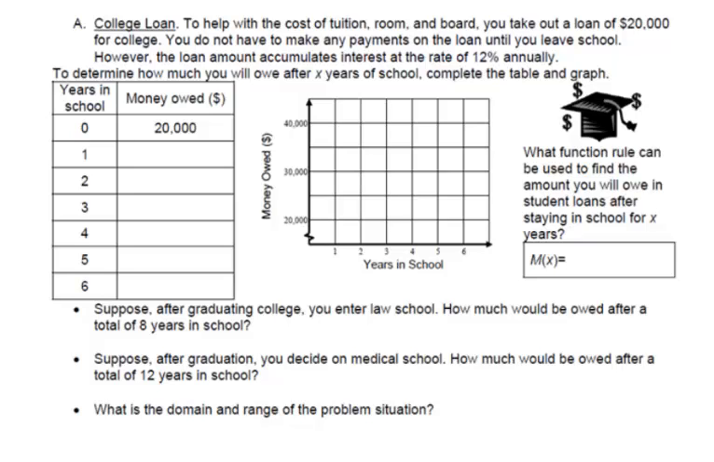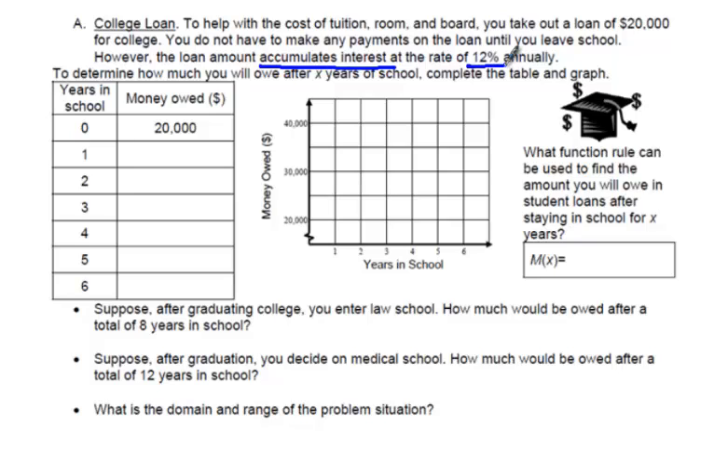We are doing exponential applications. This first one has to do with the college loan. It is accumulating an interest at the rate of 12%. So the first thing we want to do is to determine how much you will owe after x years of school. Complete the table and graph. So we're going to complete this table.